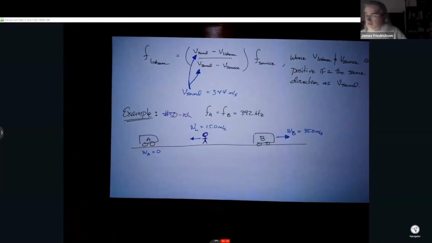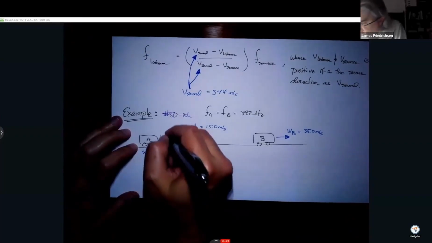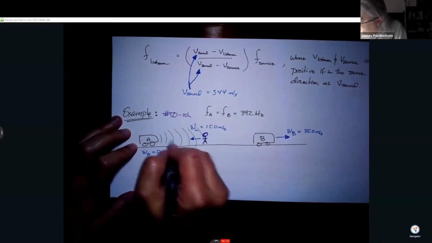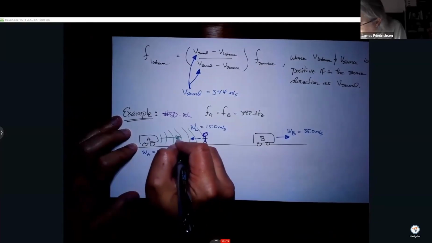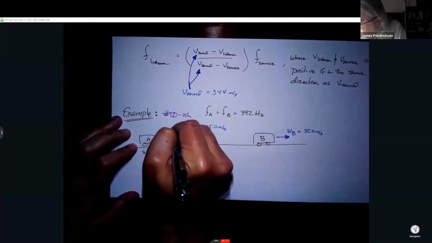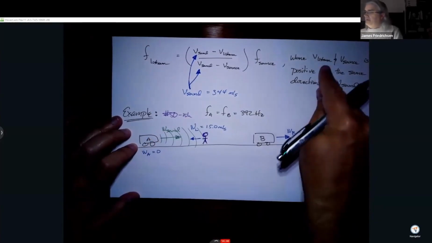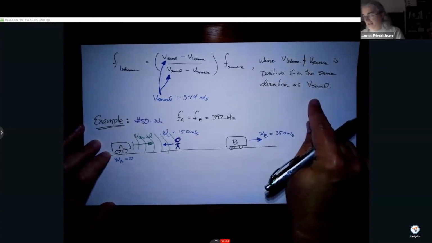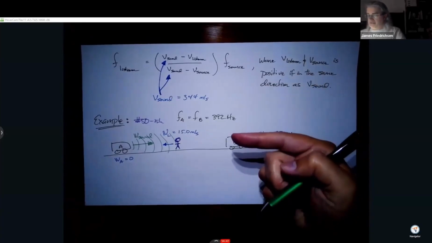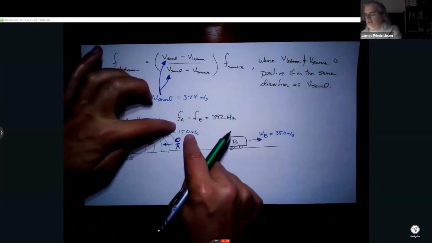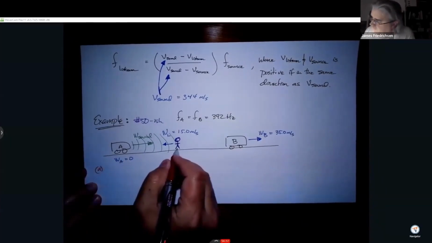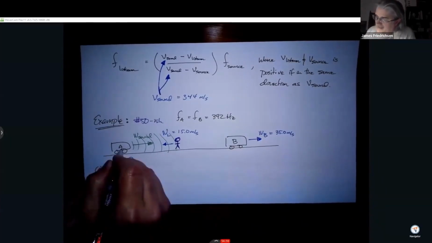Looks good. All right, so then what I'm going to do is I'm going to draw the sound as it goes from the train A towards the listener. So this is the way that the sound travels. And so if the velocity of the listener and the velocity of the source is the same as the velocity of that sound, then it's going to be positive. So since these go in opposite directions, then this velocity for the listener will be negative in the formula. Okay. And so then let's calculate what frequency this listener hears from train A.